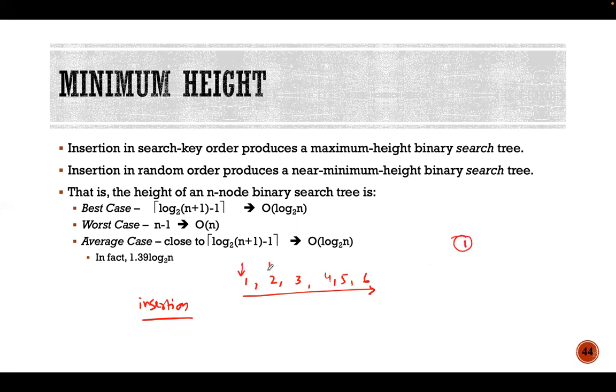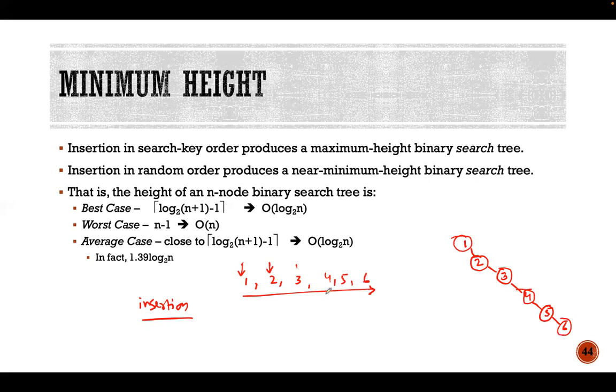2 is the second node, and 2 will be the right child. 3 will be the right child of 2. 4 will be the right child of 3. Then we're going to add 5, and we're going to add 6.